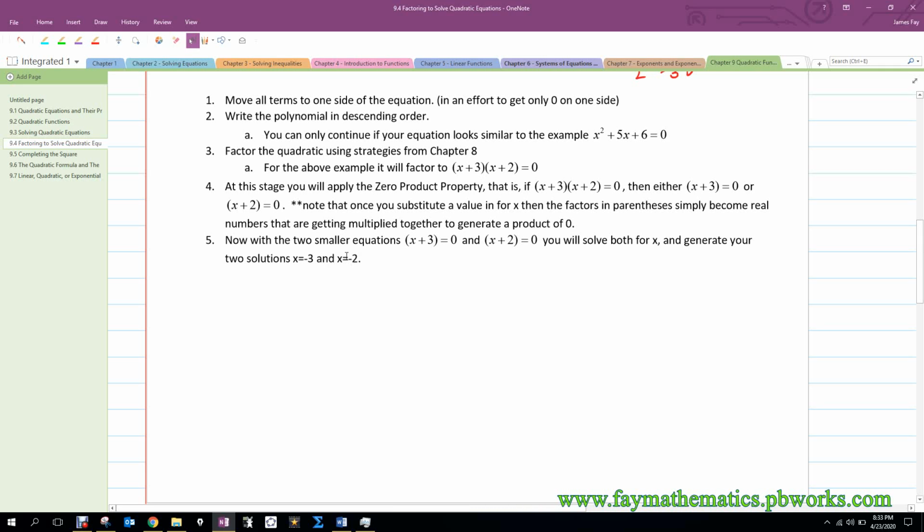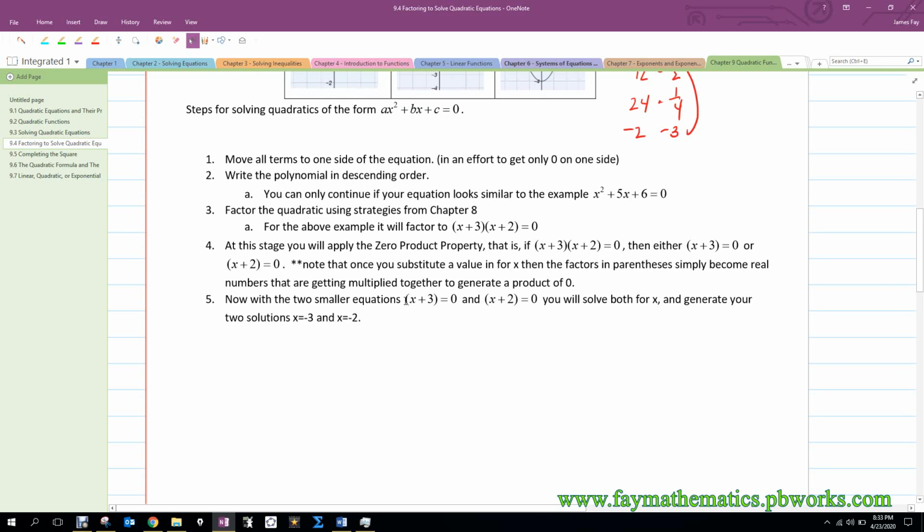And those are the two places then where your parabola is going to cross the x-axis. Those are your solutions to the equation. Okay, those are the only two numbers that when I plug back in here work. So think about plugging in -3. If I plug -3 in right here, I get -3 squared plus 5 times -3 plus 6.